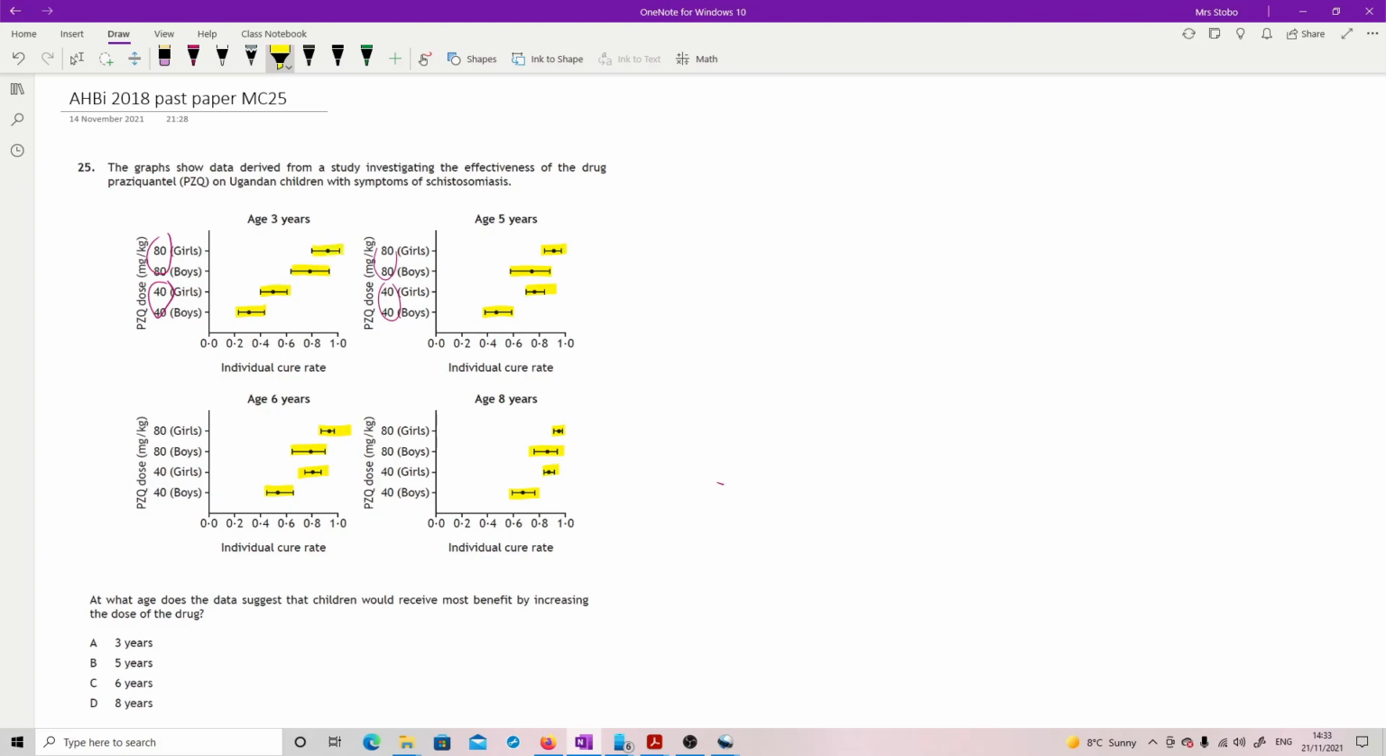So if you're doubling the dose, you look at where you're even with your kind of error in here, taking this down from the boys, you end up with an individual cure rate between 0.6 and 1, which is just so much better than taking the boys and the girls spread here, something like 0.25 or something like that, up to 0.6. Okay, so you're doing a big change. So the best one's got to be at 3 years. So the answer is A. And that's the multiple choice.